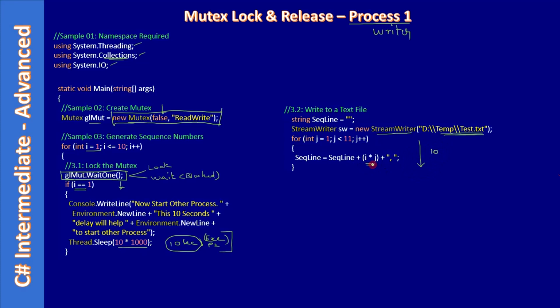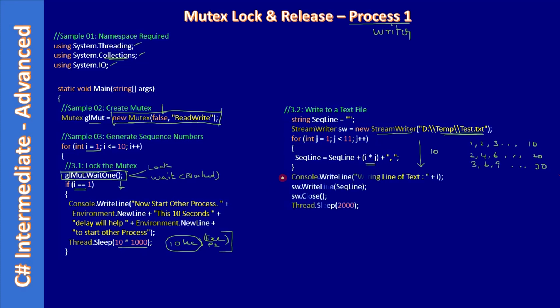Then we will be printing a sequence number. For the first time, the numbers will be 1, 2, 3 like that. For the second time, it will be 2, 4, 6, 3, 6, 9. So it will continue up to 10, 20, 30 like that. Right, i into j. All right, next.